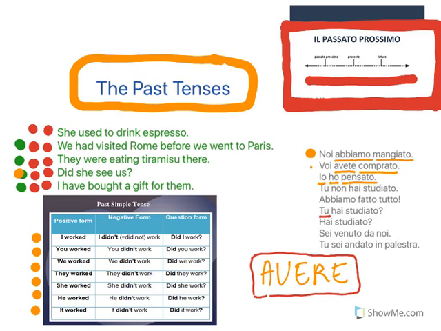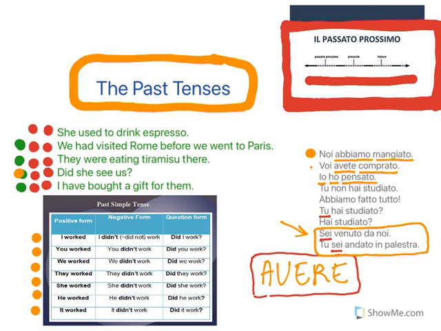Note that in Italian, unlike in English, the subject pronoun is optional, so you do not have to use it. Yeah? All right. And then note that here you use the essere and not avere. So some verbs will take essere and not avere for the formation of the passato prossimo, and we're going to discuss them in the next lesson.